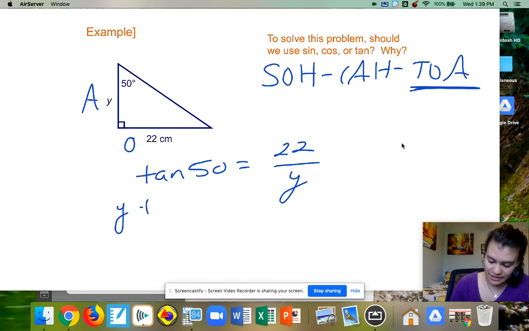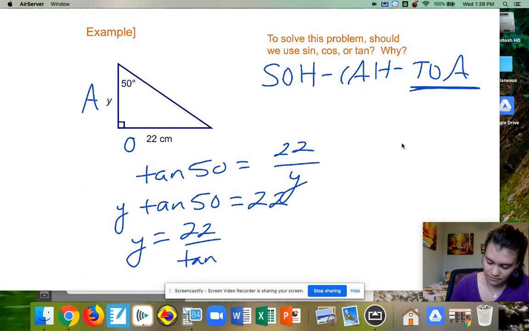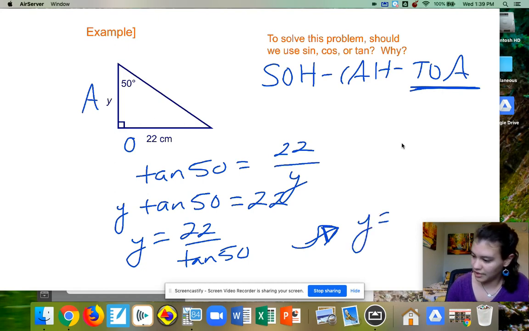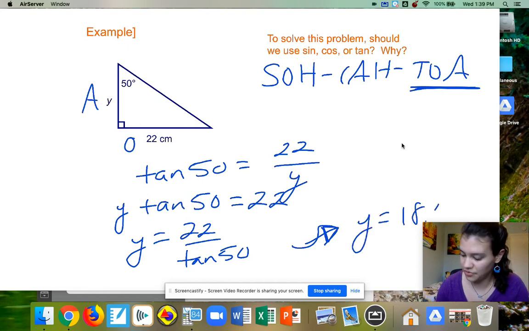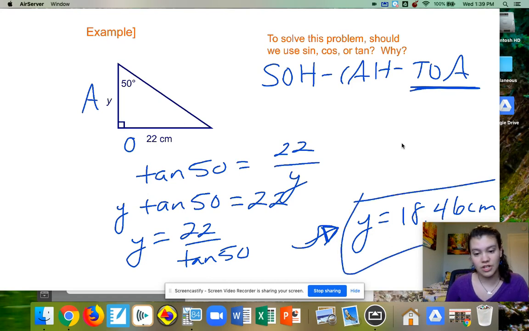Multiply both sides by y, and then divide both sides by tangent of 50. Type that into a calculator, and you should get y equals 18.46 centimeters. If you don't, check your mode and make sure you're in degrees again, because you're using 50 degrees.